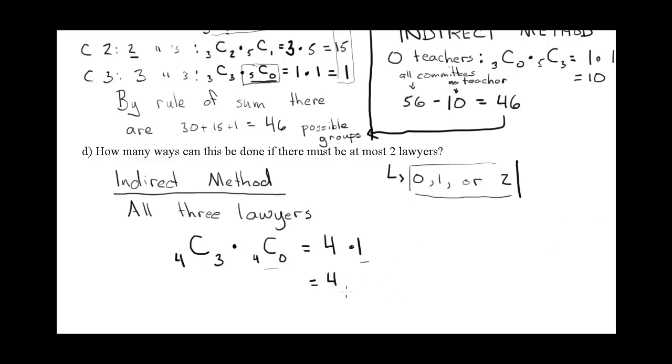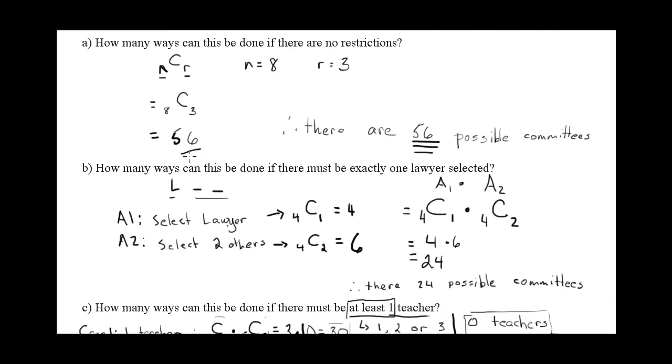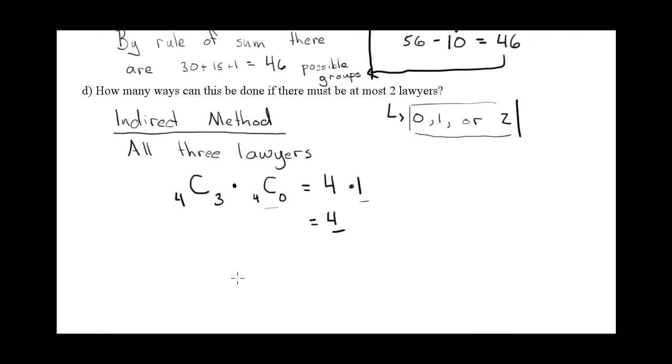And then you're going to subtract this answer from that total. Remember the 56. So 56 minus 4 equals 52. So therefore, maybe I'll just write why that we did that. So total cases, total groups minus all lawyers. So therefore, there are 52 possible groups.